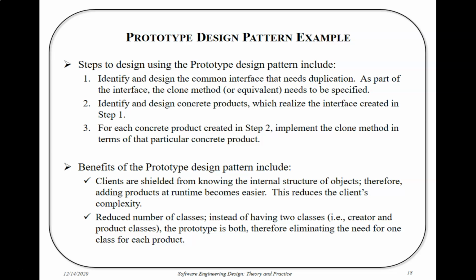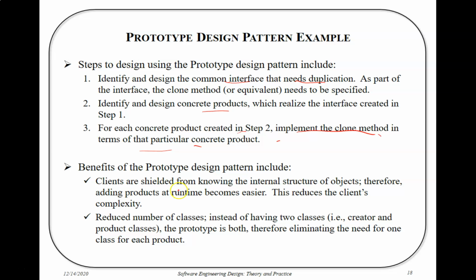So as a summary, here are the steps in designing the prototype design pattern. We identify and design the common interface that needs duplication. What is a common interface? In this case, we have a character, and what needs duplication is the different types of concrete objects. So identify and design the concrete product. For example, in this case, the aerial and the terrestrial character. So if you want to add an aquatic character later, it is easy. So for each concrete product, create the step to implement the clone method for that particular concrete object. So this is a very simple step for the simple implementation of the prototype.